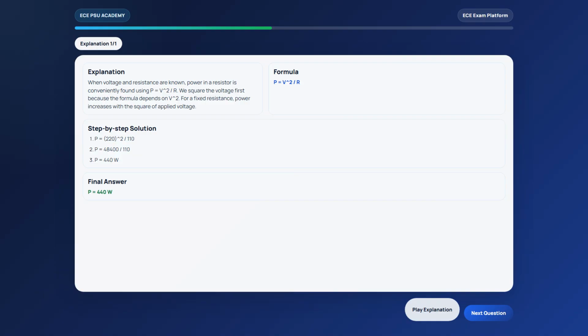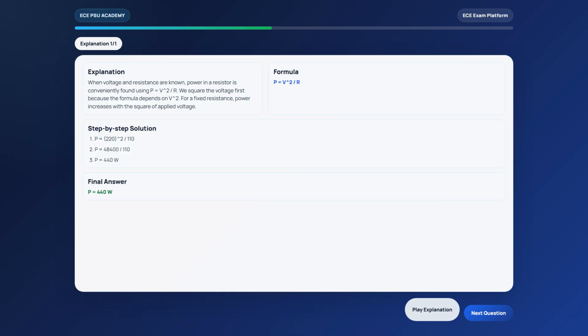Step 1. Write the power formula. P equals 220 squared divided by 110. First calculate 220 squared. Step 2. Calculate 220 squared. 220 times 220 equals 48,400.